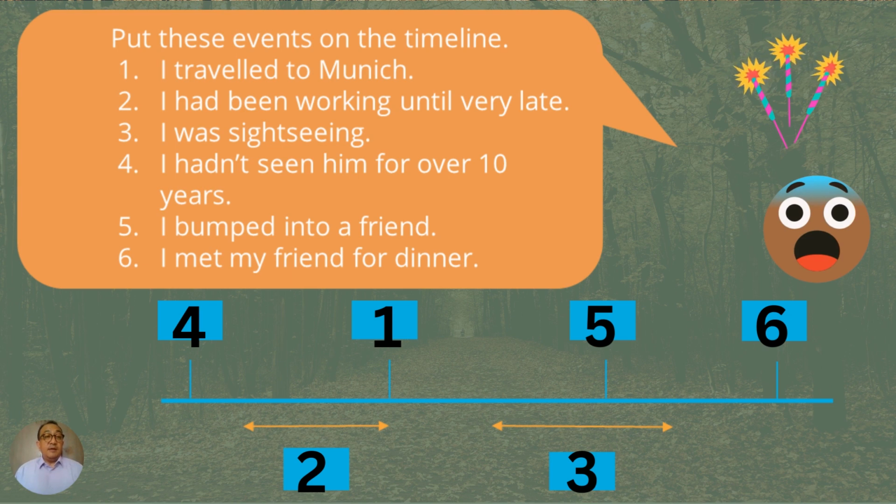So it is clear now. By knowing the sequence, the timeline, we can organize from the past perfect, and after that the past perfect continuous. The next one is the past continuous, and after that is the simple past.